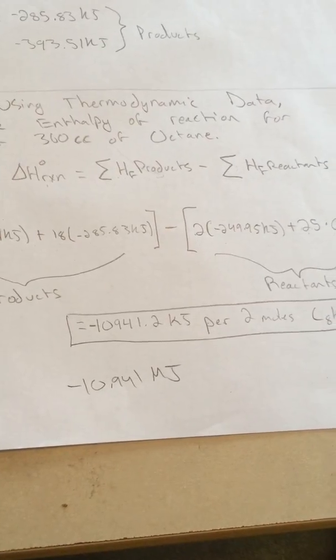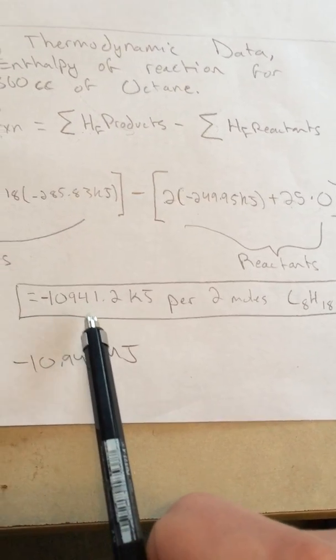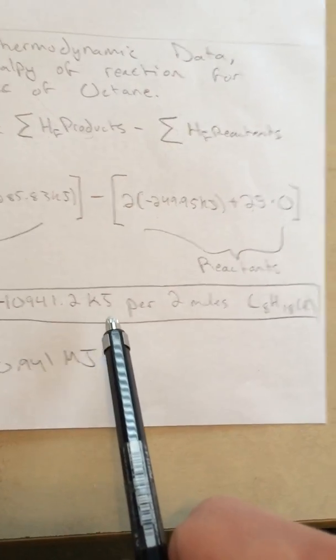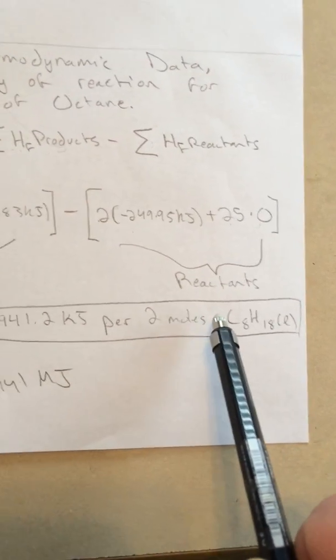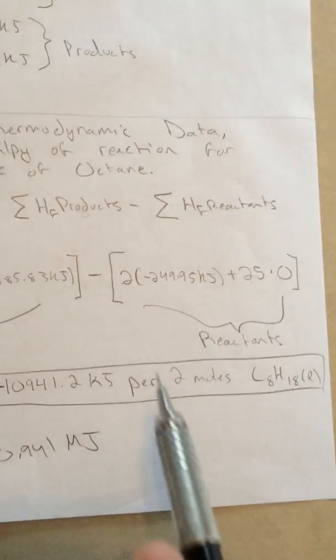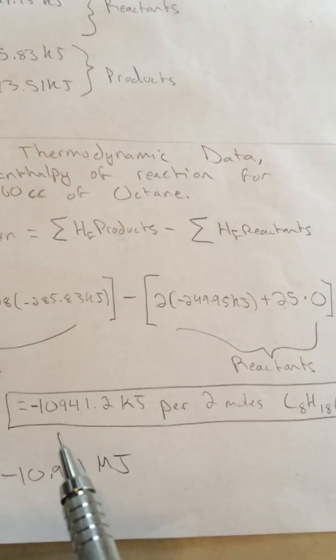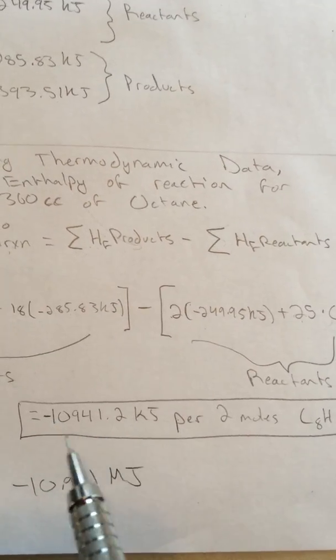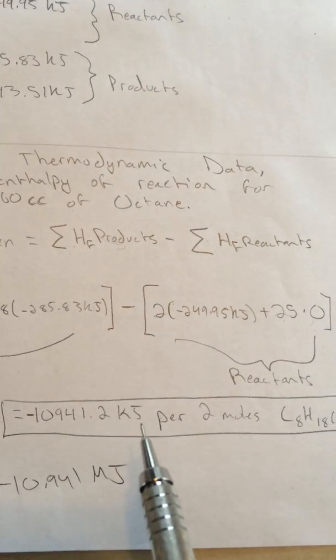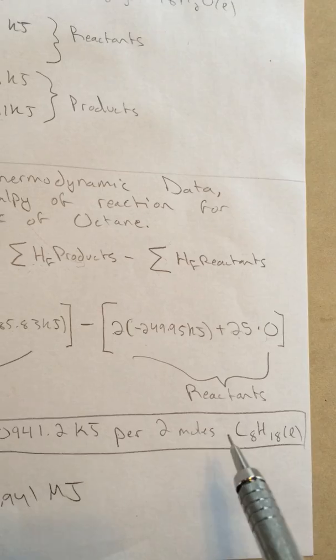Okay, so now we have our value here of negative 10,941.2 kilojoules of energy, and it's per 2 moles of C8H18, because remember, in our balanced reaction we involved 2 moles of it. So it's important to carry that over with any further calculations. We use this number for its identity is tied to this. So in other words, we could also write negative 1094.2 kilojoules of energy, divide that by 2, and we'd have that number per 1 mole of octane.